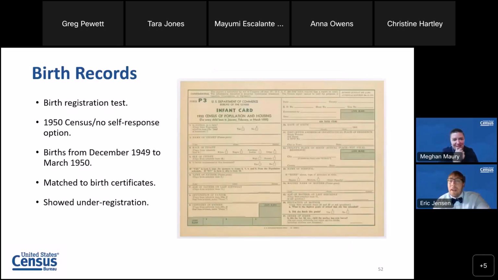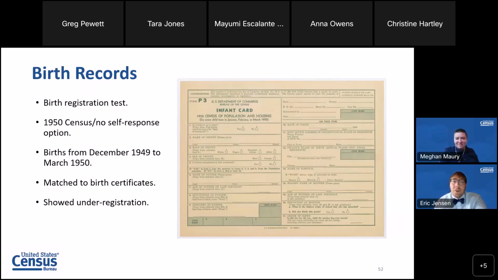Now here's a picture of a blank infant card that was used in the 1950 census. And this is really interesting. In 1950, the census was a lot different than it was in 2020 because all the data were collected by enumerators. So there was no option for folks to fill out a paper form, and there's definitely no internet option. But the enumerator would fill out one of these infant cards for babies born between December 1949 and March of 1950. The cards were then matched to birth certificates to try and determine the completeness of the birth registration system at that time.